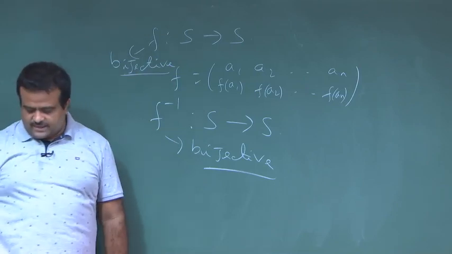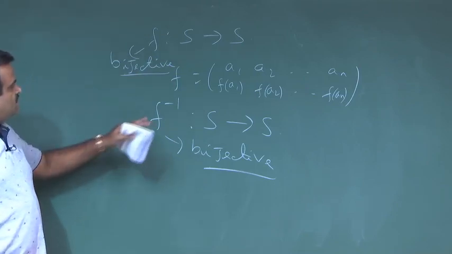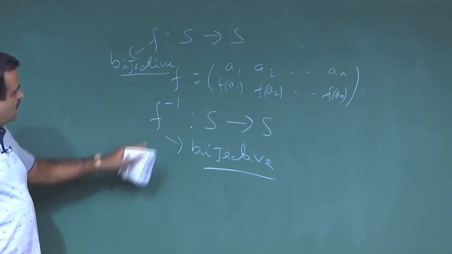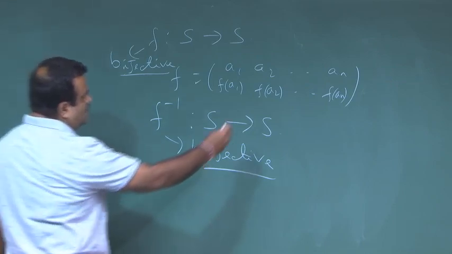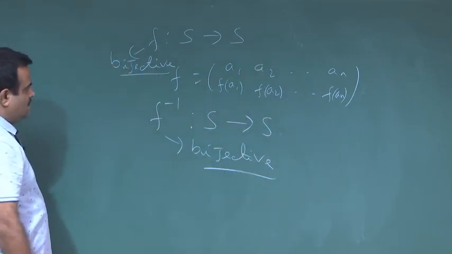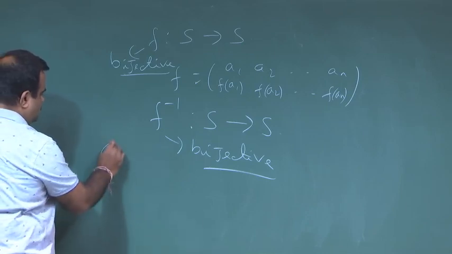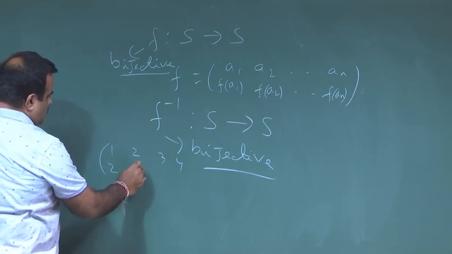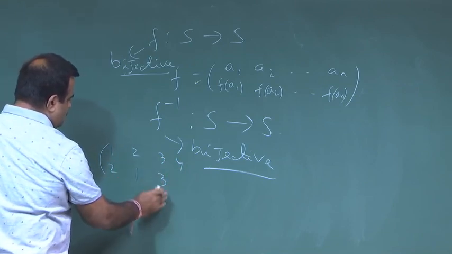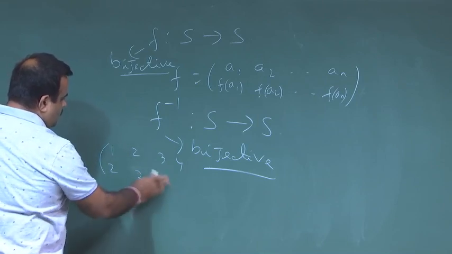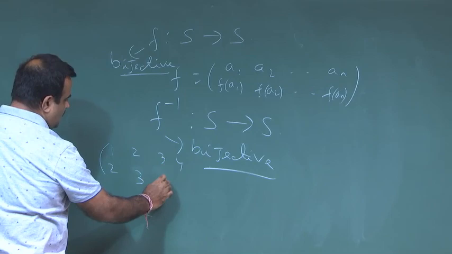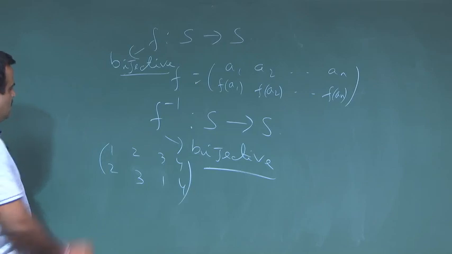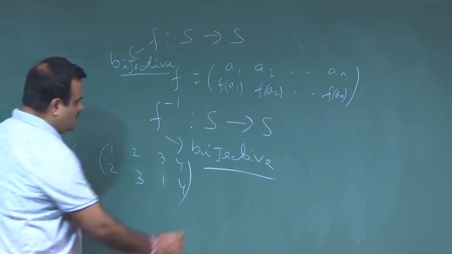So, if f is bijective, we know that f inverse is also bijective. Now, how do we get f inverse? F inverse is basically the reverse way. For example, suppose we have this permutation on 1, 2, 3, 4, where 1 goes to 3, 2 goes to 1, 3 goes to 2, and 4 goes to 4. Suppose this is our f, then what is f inverse?